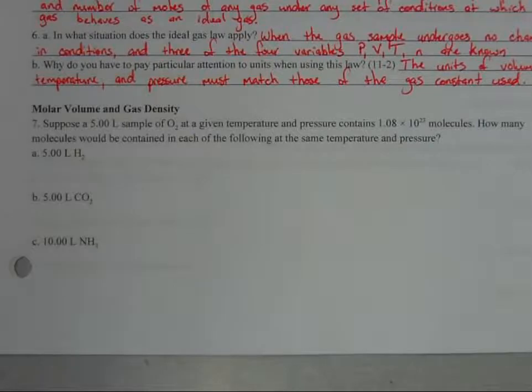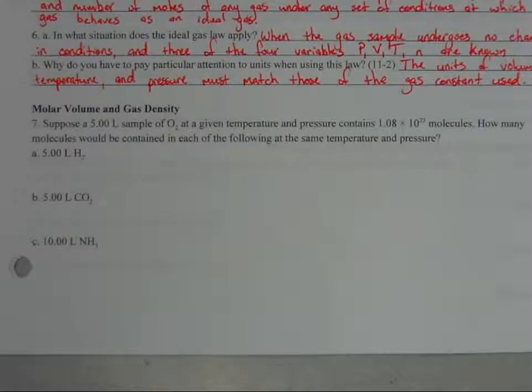Number 7. Suppose that a 5.00 liter sample of O2 at a given temperature and pressure contains 1.08 times 10 to the 23rd molecules. How many molecules would be contained in each of the following at that same temperature and pressure? So let's go through what we are holding constant. We are holding temperature and pressure constant.